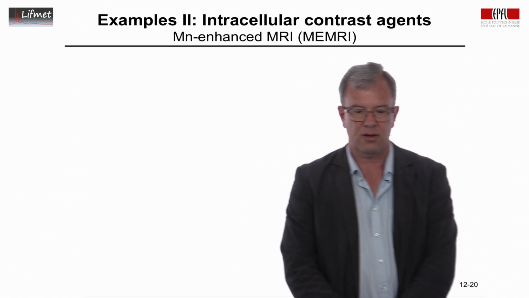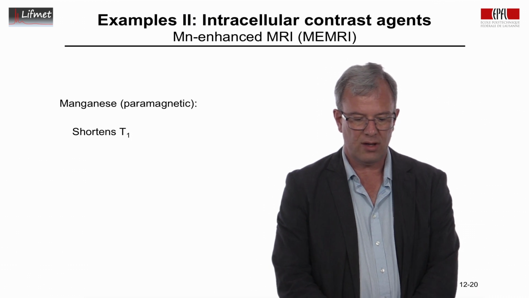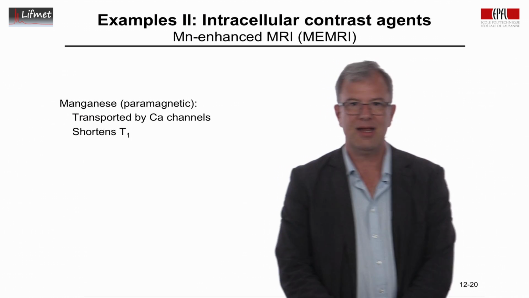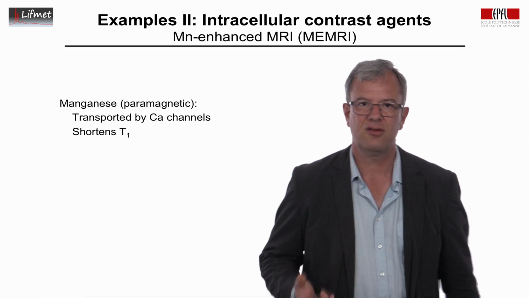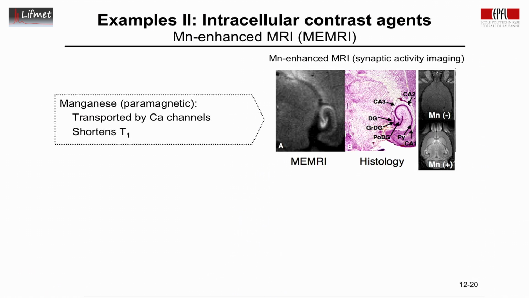The second example that I want to talk about are intracellular contrast agents. They're much harder. One is manganese. Manganese is paramagnetic. It shortens the T1. It has the interesting feature that it's transported by calcium channels. So this has been used, among others, in brain imaging. This is an image of a rodent brain, and we can see here very nicely the structure of the hippocampus, the different areas, CA3, the dentate gyrus, etc., corresponding to the structure seen in histology.